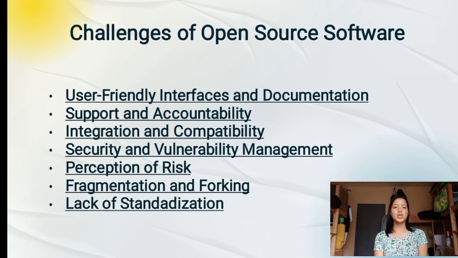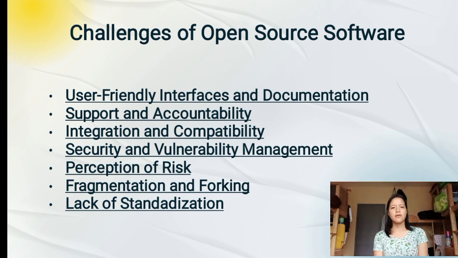Perception of risk is also one of the challenges of open source software. Some organizations may perceive open source software as riskier due to concerns about its stability, support, or legal implications. Proper due diligence, including understanding the license terms and evaluating the software maturity, can help address the concern.